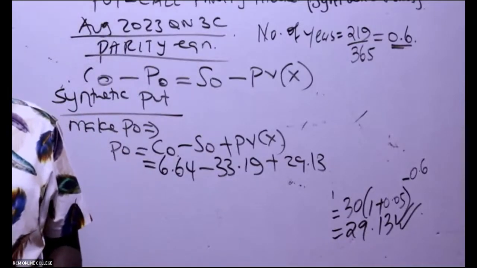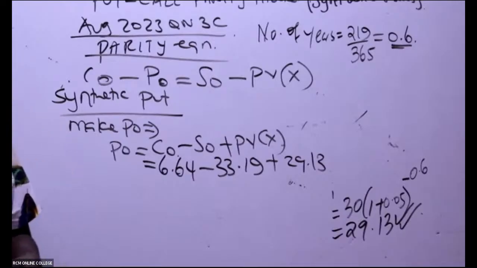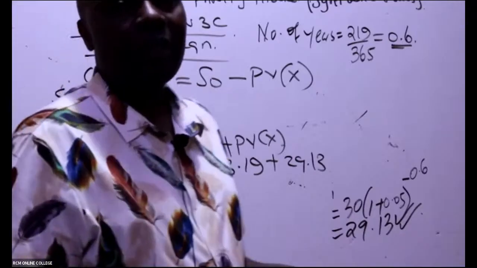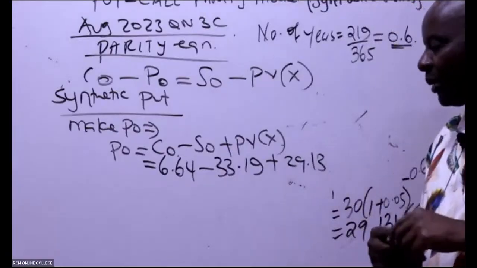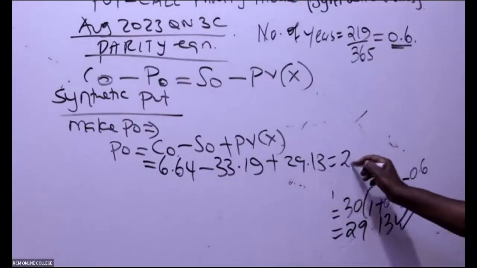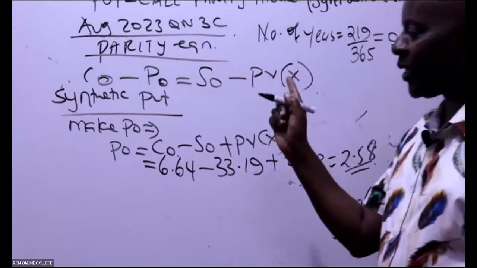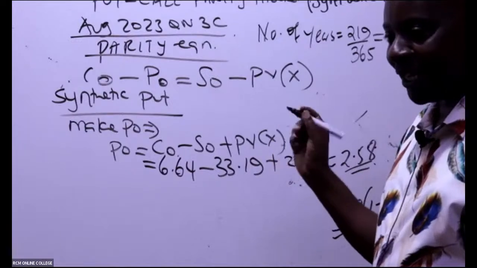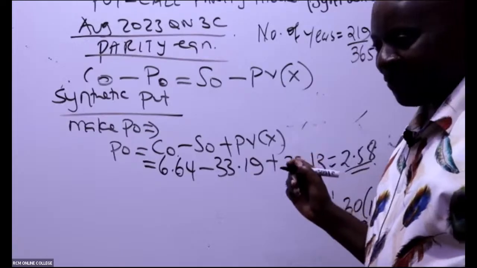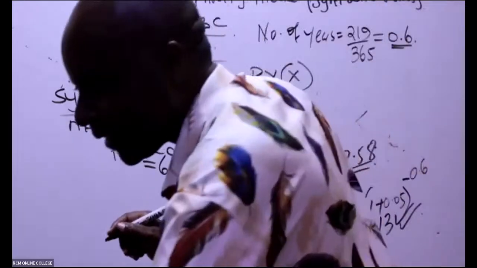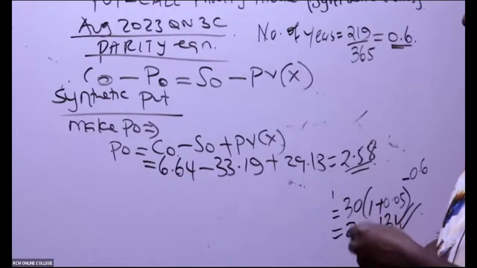I'm being told by Beauty, 2.58. Is that okay? 2.58, that is the answer. Thank you so much. I don't know whether making PO the subject was a problem to some of us. There are so many ways of doing it.